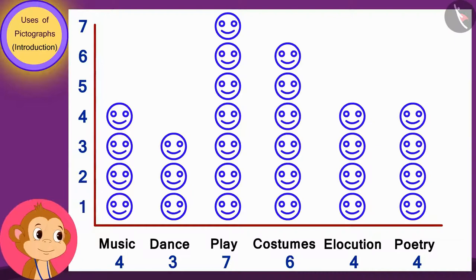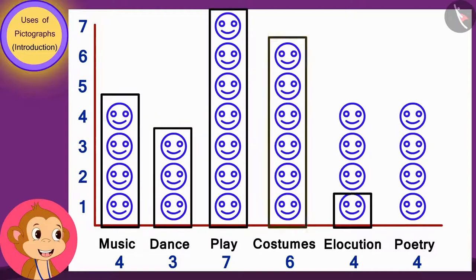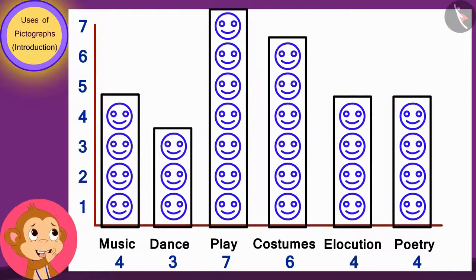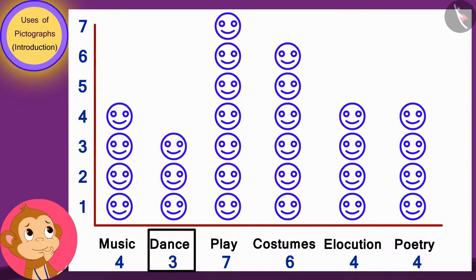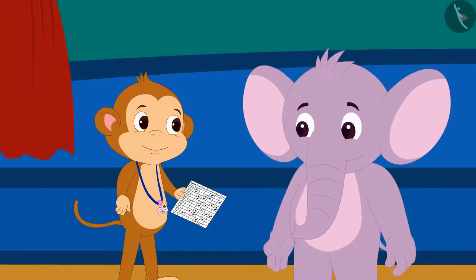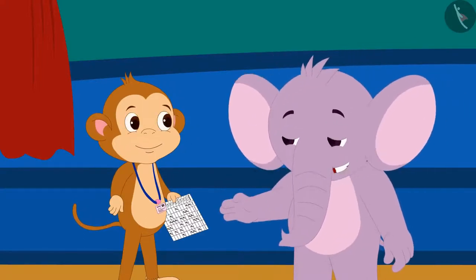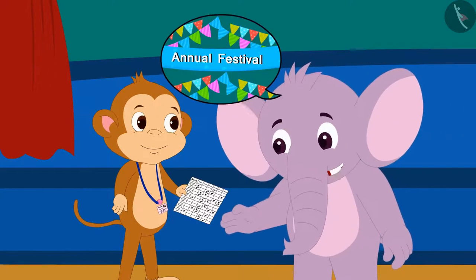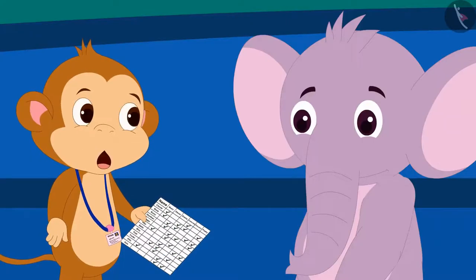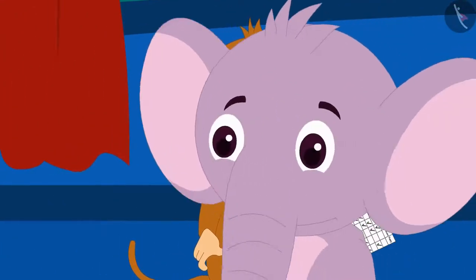Babban got very excited. He said to Appu, "Wow, Appu, this is so interesting. Just by seeing the height of these lines made by the faces, I can immediately find out which program has the maximum number of children and which program has the least number of children." Appu laughed and said, "Come, let's quickly make the preparations. There is only a little time left for the program to start." Babban thanked Appu and started his work.